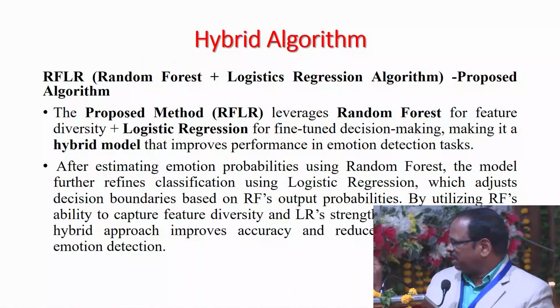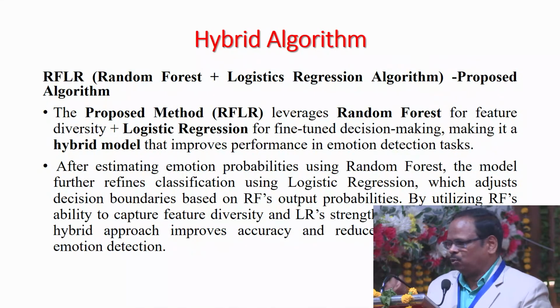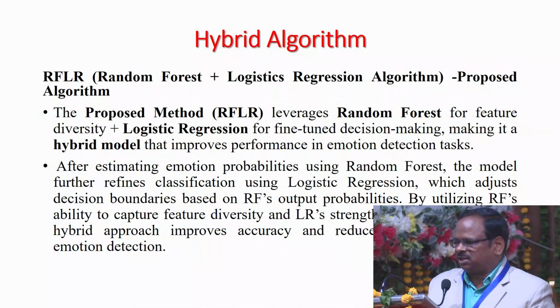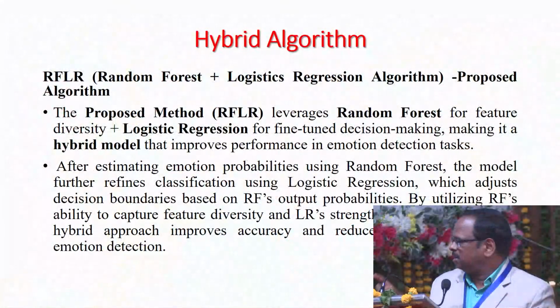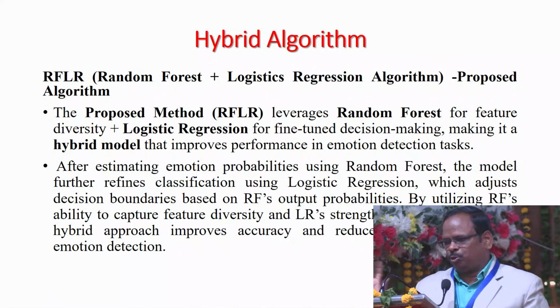Next. The random forest algorithm, you already have some idea, is one of the decision tree algorithms. This is also utilized. Combining both the random forest algorithm and the logistic regression algorithm, a new hybrid method is proposed and named the random forest plus logistic regression algorithm, the RFLR algorithm. It is a hybrid method which combines both algorithms.